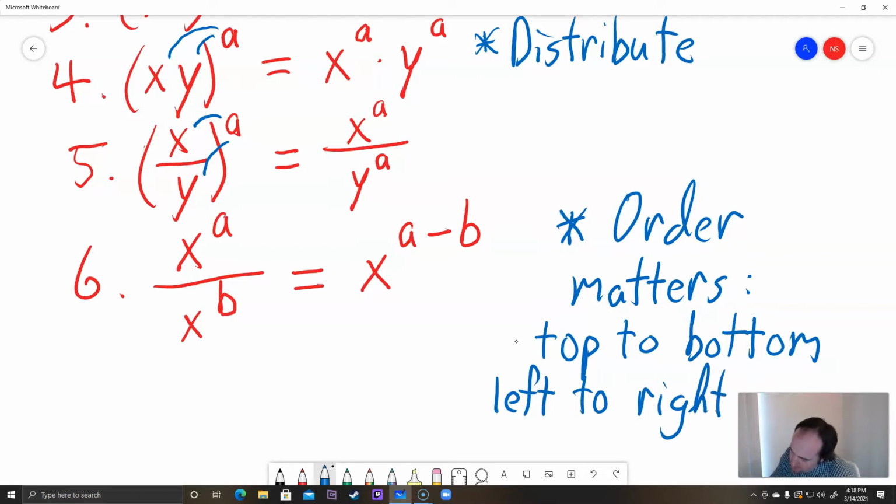And you might think, well, why is he bothering to take up so much time talking about this? Well, sometimes people get the order switched in their head, and that's going to definitely give you the wrong answer. The order does matter. It doesn't matter when you're multiplying or adding, but if you're dividing and subtracting, the order matters. And it's got to be top to bottom, left to right.